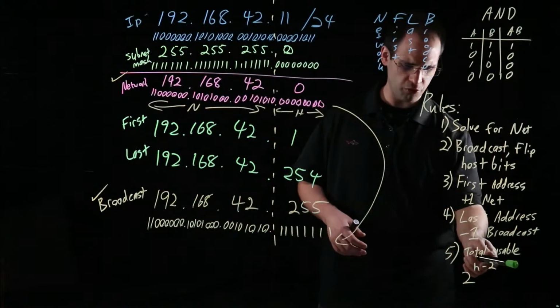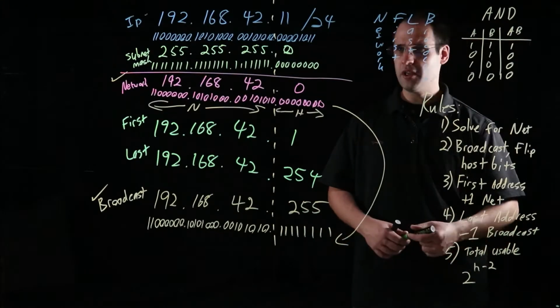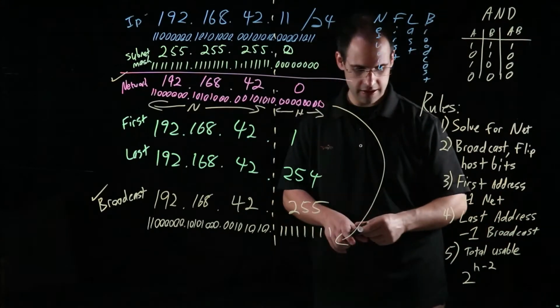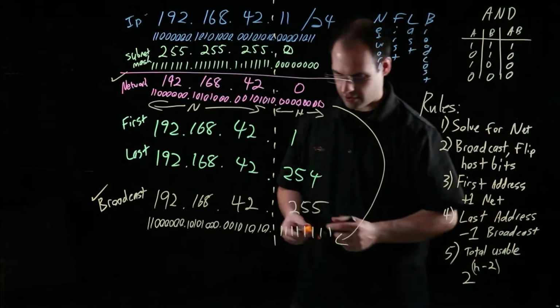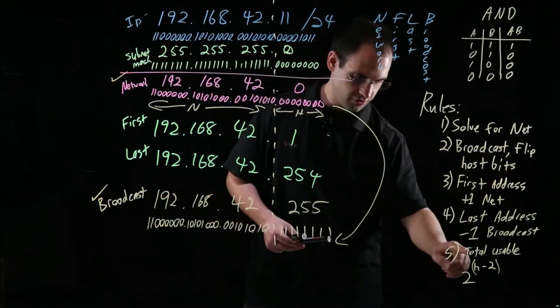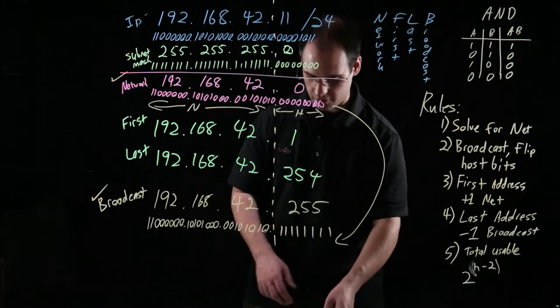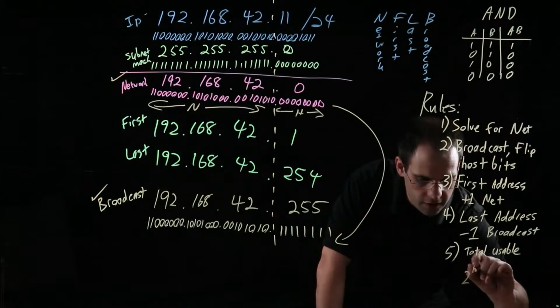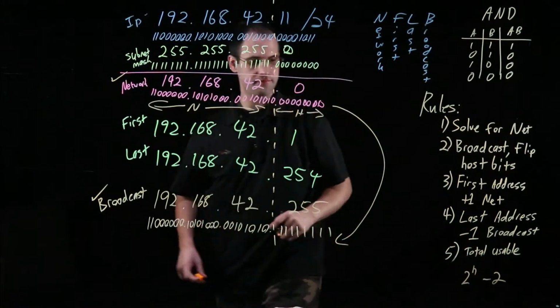Now I've got this last rule down here. It says total usable addresses 2 to the h minus 2. What the heck are you talking about, Andrew? All right? And you could almost look at it like this here. All right, 2 to the h, actually, scratch that. I got that wrong. One moment. 2 to the h minus 2. There we go.